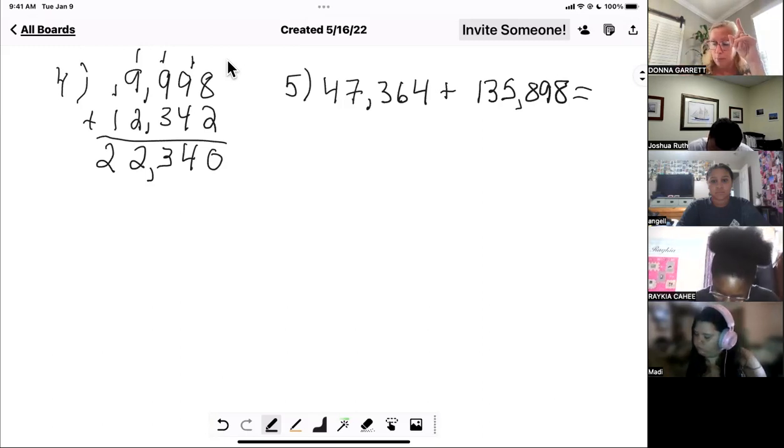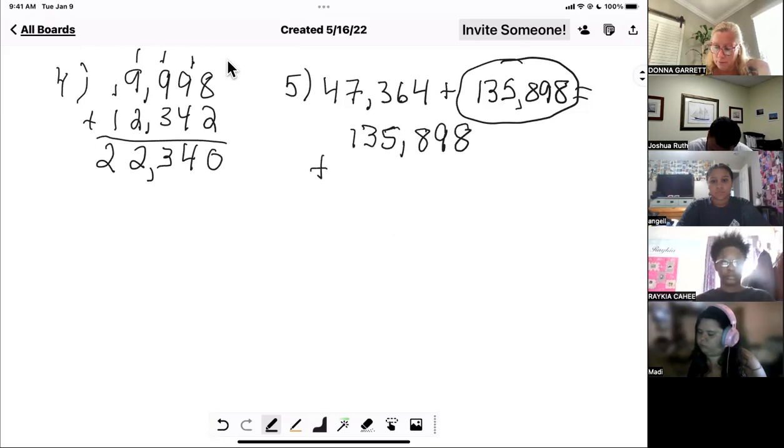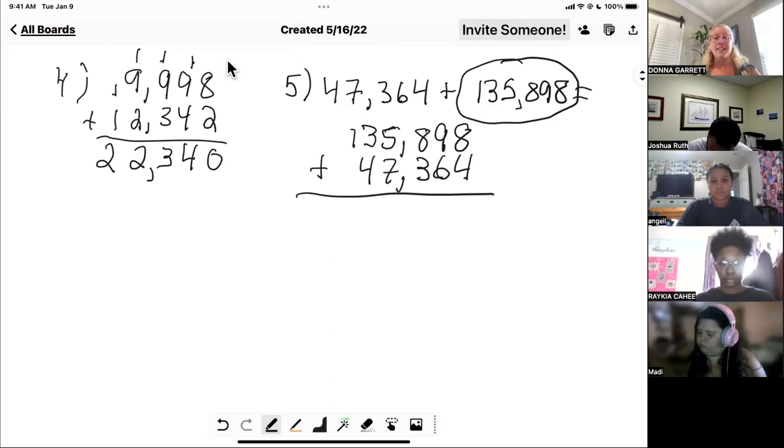Plus, here's a tip. See this number here? See how that's a bigger number? I'm gonna put that on top. Just visually it's easier. Not necessary, you could do it any order you want, but some students really like the bigger number on top. I do too. 8 plus 4 is 12.